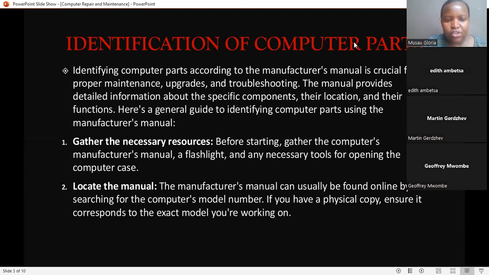So the first thing, you need to gather the necessary resources. Before starting, you need to gather the computer's manufacturer's manual. You need to have a flashlight and any necessary tool for opening the computer case. After gathering the necessary resources, the next thing is to locate the manual.